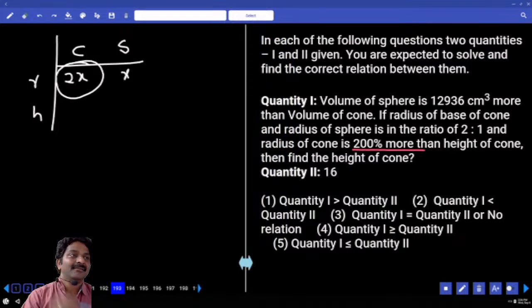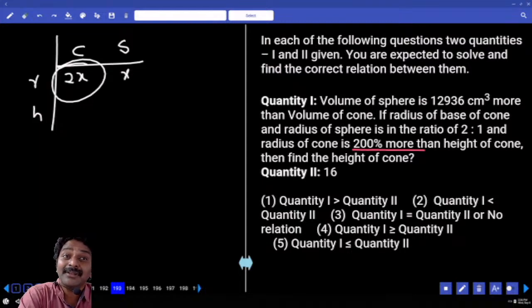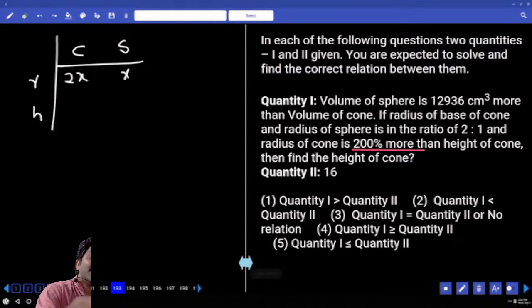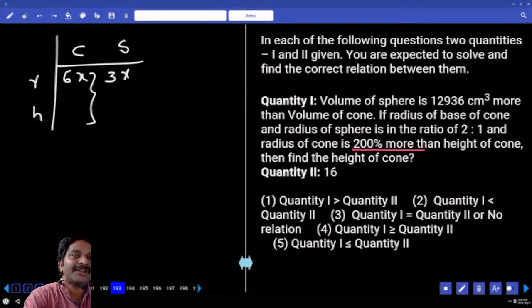Be careful here. How much is the comparison they said? 200% more. If the height is 100%, radius becomes 300%. That means they are in the ratio 3:1, right? Am I right? Then here for cone radius, this value must be a multiple of 3. So I'll multiply it with 3. Then it becomes 6x and radius of the sphere becomes 3x. Now you know that radius and height must be in the ratio 3:1. If 3 parts is equal to 6x, 1 part is equal to 2x.